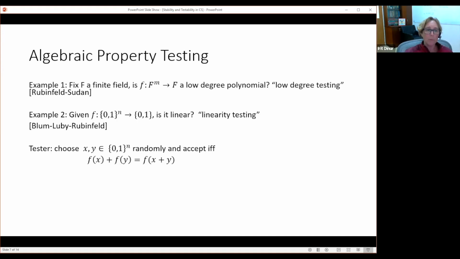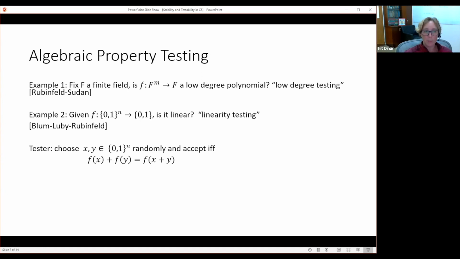So what would be a natural test for whether a given function is linear? Basically, you have a truth table. You have 2 to the n values, and you want to know whether these values correspond to a linear function or not. And you're not going to read the entire thing, right? We're in a property testing situation. You're only going to read a few bits. So what would be a nice tester to do?